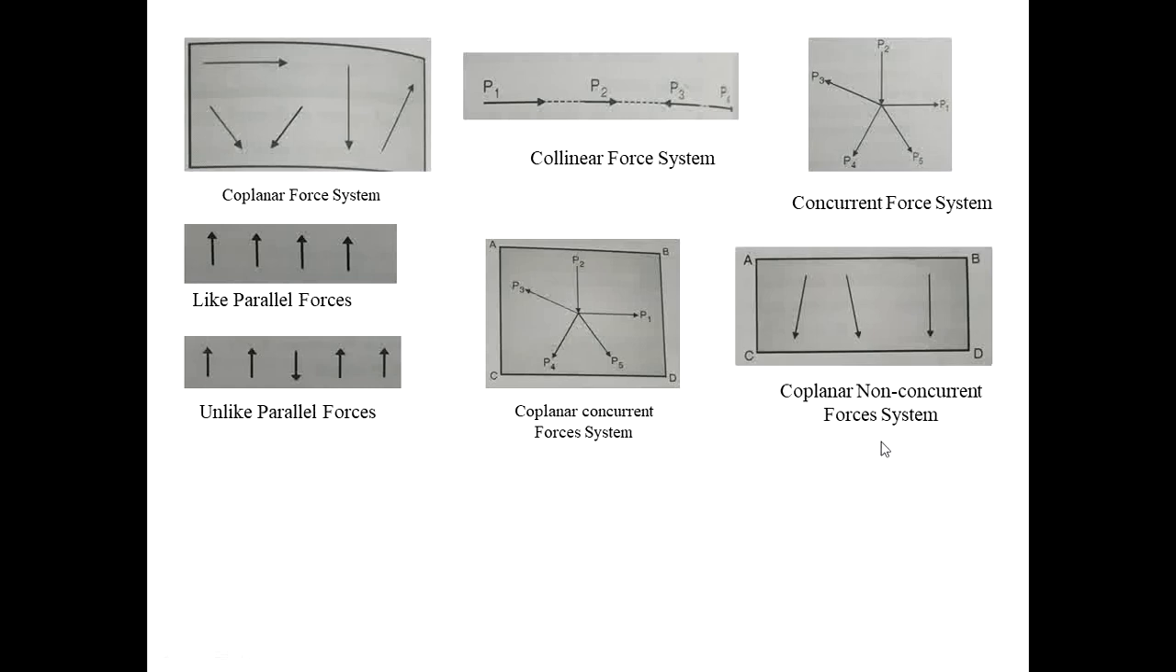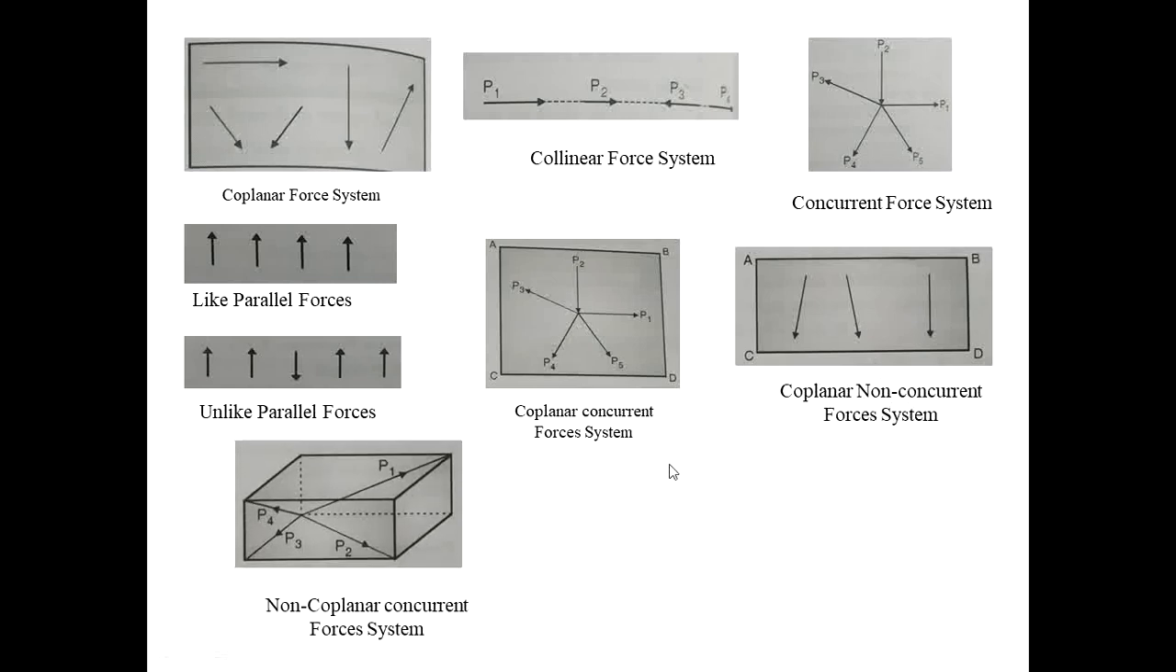The next is the coplanar non-concurrent force system. It means all forces lie on a single plane and the forces pass through different points. That system is called a coplanar non-concurrent force system. Then, the non-coplanar concurrent force system. In this system, the forces lie on different planes but pass through a single point.